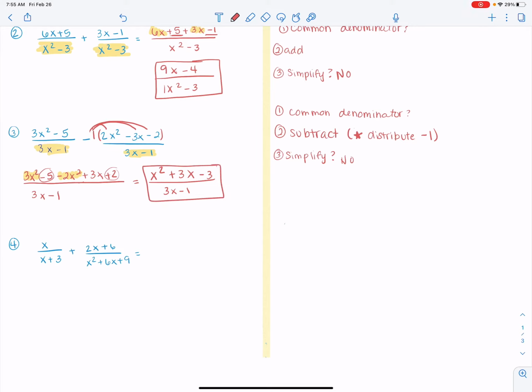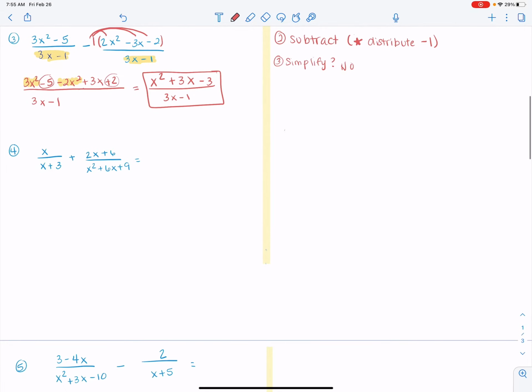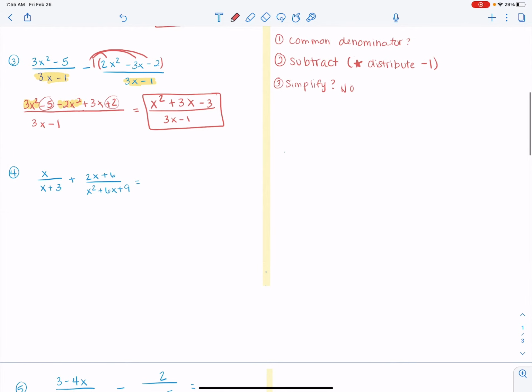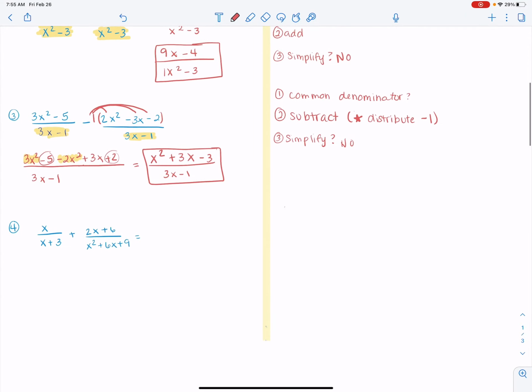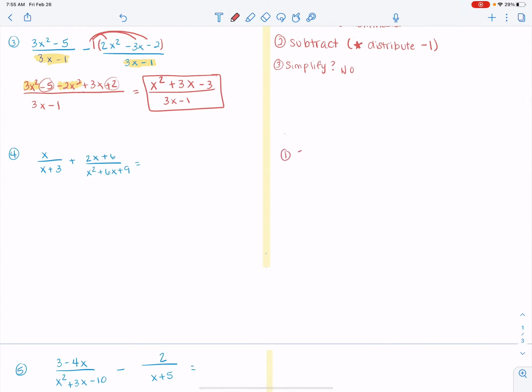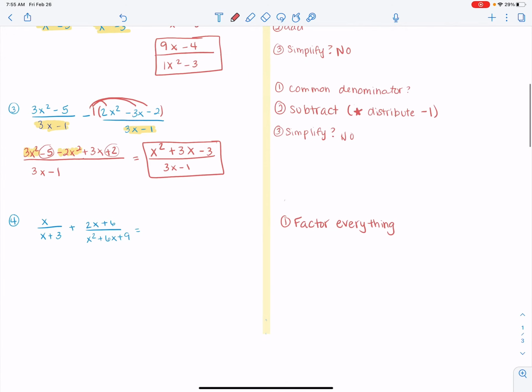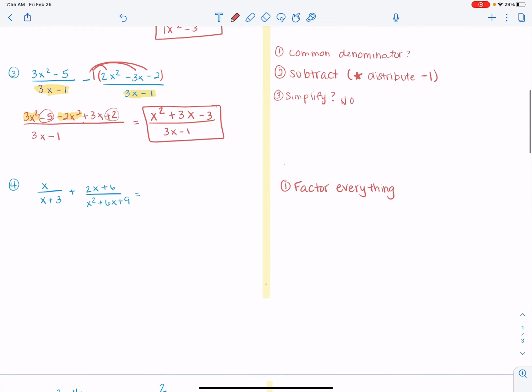All right, example 4. Yes, we're looking for a common denominator first, but really what we should have said was our first step. Always your first step should be to factor everything. The examples I gave you for 1, 2, and 3 could not be factored. Nothing could factor from them, so we didn't have to do that step. From now on, you need to think, can I factor anything first? So we're going to factor everything we have first.